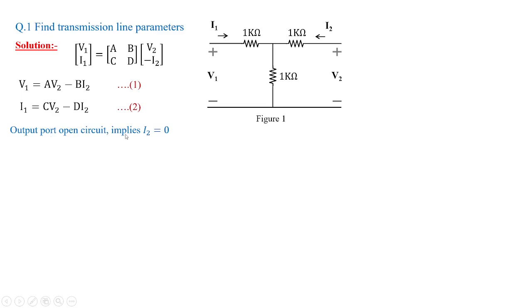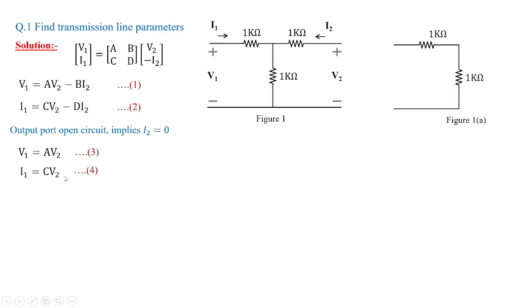Now we'll take the output port and make it open circuit. When this becomes open circuit, I2 is 0 because the port is open circuited. So from equation 1 and 2 we can deduce equation 3 and 4. You can see V1 is equal to AV2 and I1 is equal to CV2. When you apply the output port as open circuit, the current is 0 in the output port but the voltage is measured across 1 kilo ohm.